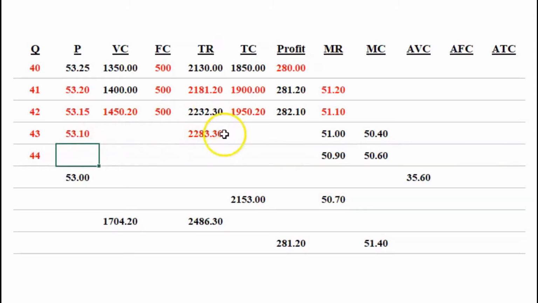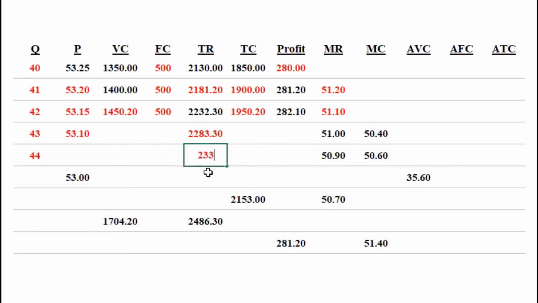There we go. And now to find our total revenue for the 44th unit, we're going to take the marginal revenue of the 44th unit and add it to the total revenue of the 43rd unit. So previous total revenue plus the marginal revenue of the new unit, 50.90. So 2283.30 plus the marginal revenue of $50.90 gives us 2334.20.